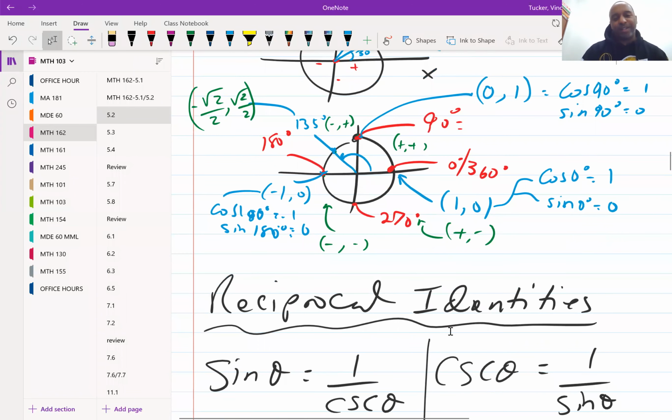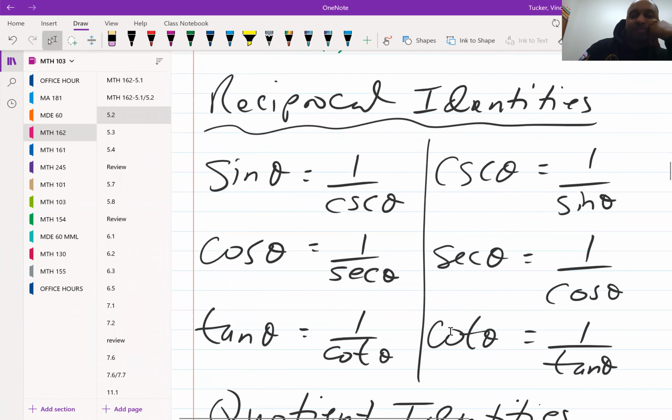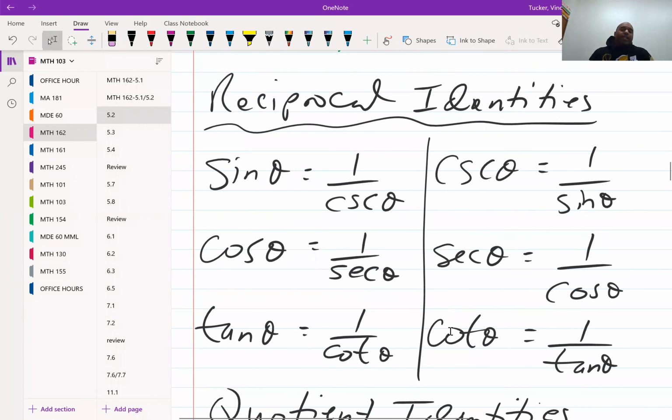Yeah, and all that scribble right there was just me explaining what I just explained to you guys. So let's go down here. Let's get to our identities. So the first set is the reciprocal identities.